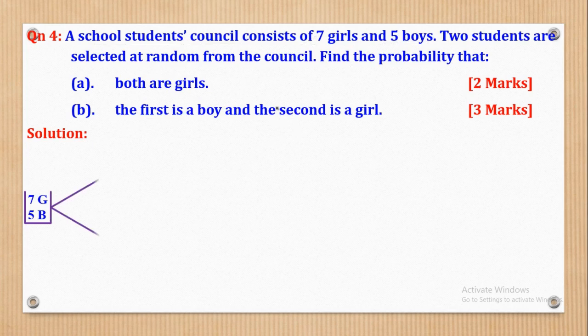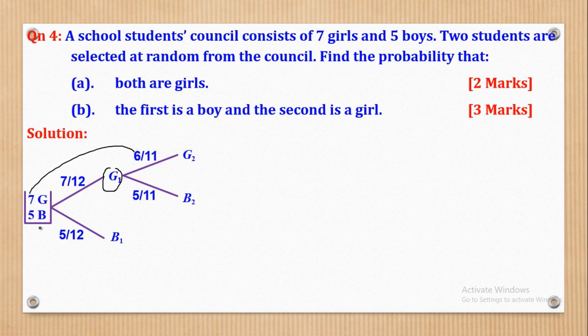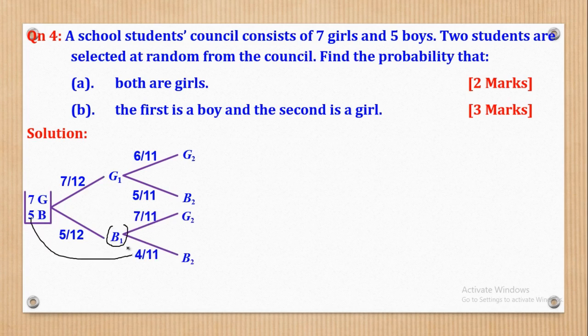So the first branch will be like that, with 7 girls over the total, which is 12, and 5 boys over the total, which is 12. The next branch will be that. So after removing the first girl, the remaining girls will be 6, so it will be 6/11, and these boys are still the same, 5/11. Then for this branch, after removing the first boy, the number of boys will reduce to 4. That is why you see a 4/11, but the girls will remain, which is 7/11.